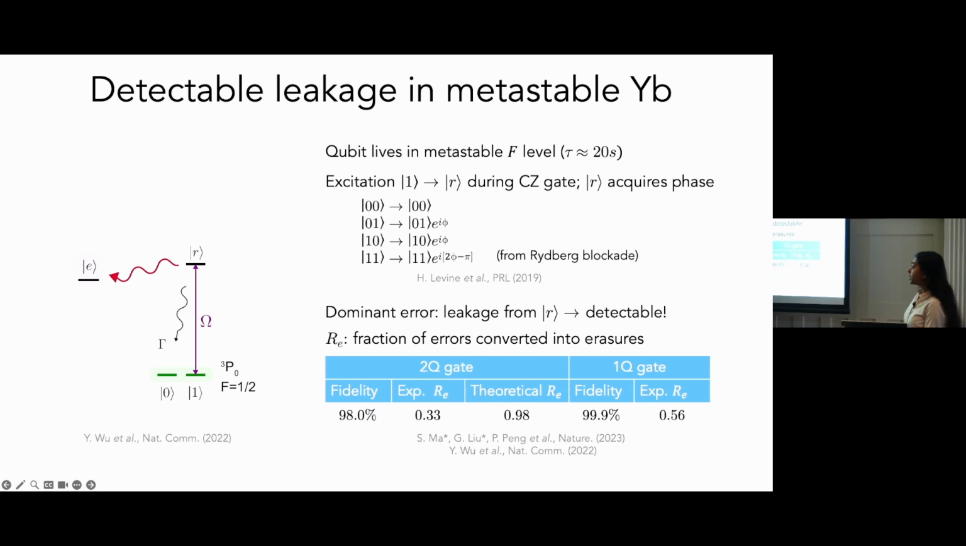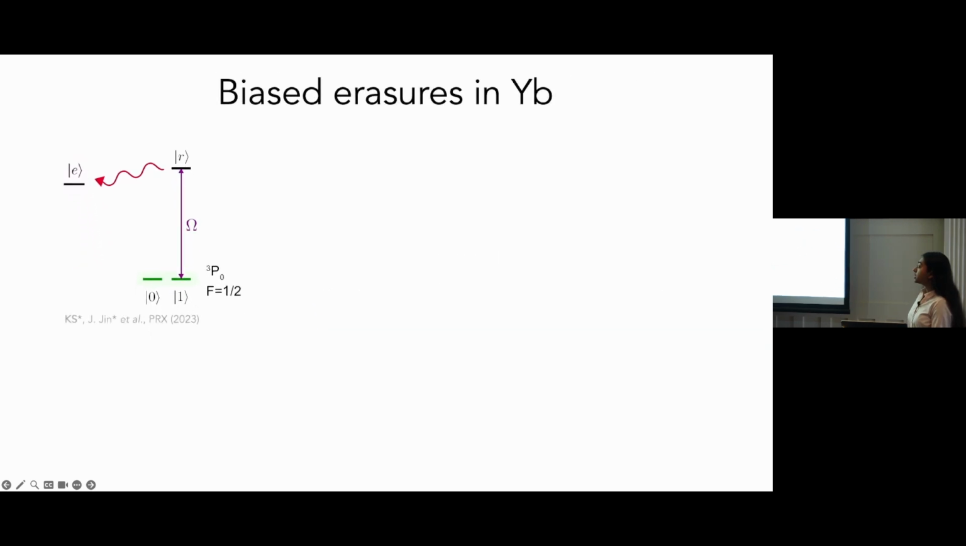Let's now look closer at the error model and understand what's happening when we detect population in the state E. If we see the atom has gone to this external state E, we know that leakage to E only happened from the Rydberg level. And we know that the Rydberg level is only coupled to the one state in the qubit subspace.